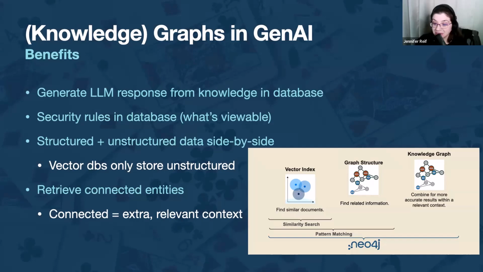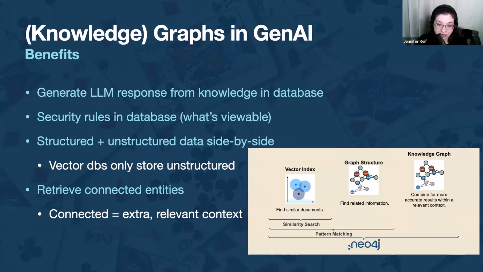You could set security rules in the database for what's viewable, what's personally identifying information, what's accessible and what's not, and so on. You can store structured and unstructured data side by side. Your vector databases are mostly going to store unstructured data. Again, you can have a little bit of metadata and some other things involved there, but it's going to lean toward the unstructured side. And then a graph is going to help you retrieve those connected entities. The connected information is going to give you that extra and relevant context to pull in alongside just the vector search.